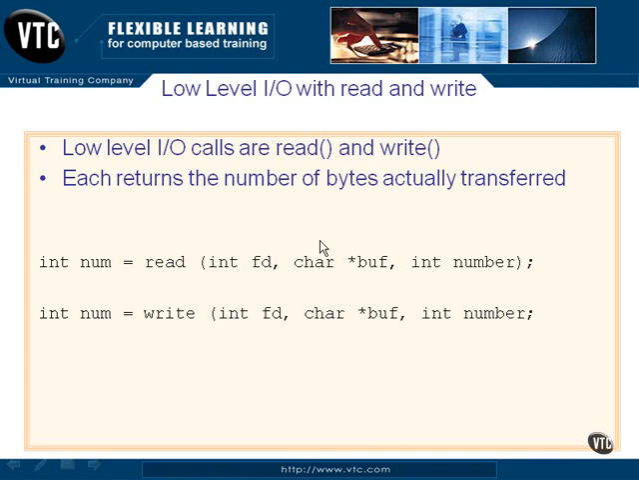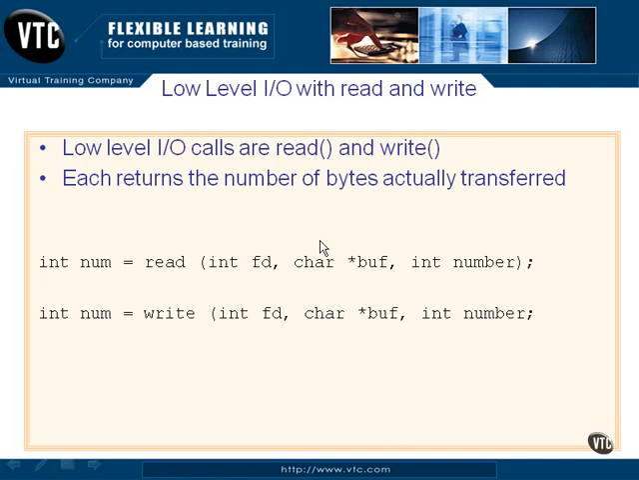Low-level I/O is pretty simple, basically. We're just putting characters out to a particular file descriptor or reading in from a file descriptor. Pretty easy. The read and write calls look almost identical, and they're what, as we talked about, the C programming language standard library uses to perform things like printf and scanf.